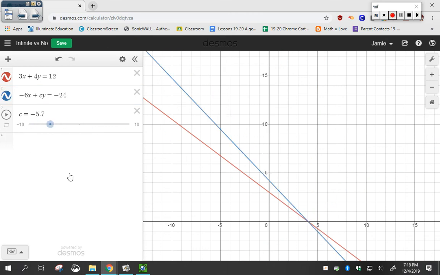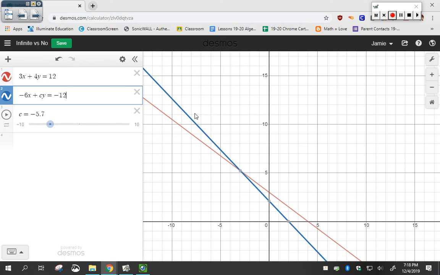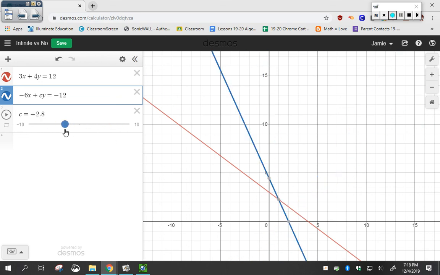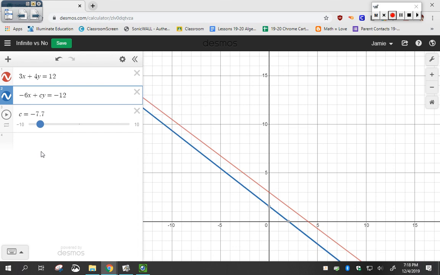Okay. When I say C value, I'm talking about the C in A, B, C, not the coefficient here. If I change this number to something other than negative 24, so let's just go with negative 12, just for fun. So now, if I change that, again my x-intercept is the same. So if I change that, my intersection point changes. If I change my C to negative 8, now it has no solution. But I had to change this value to get no solution.